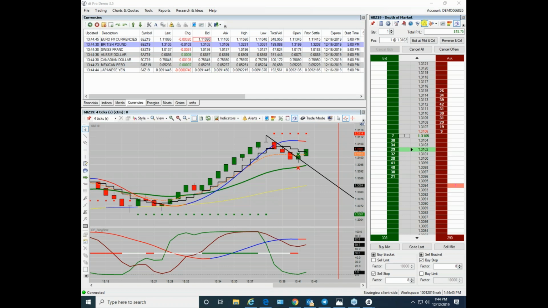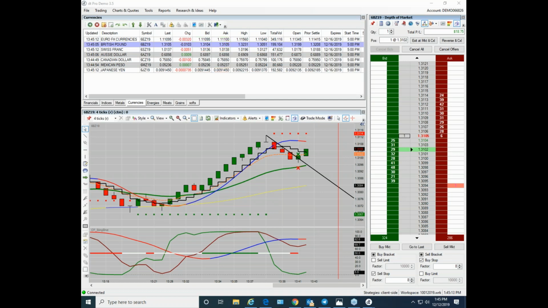All right, rules of engagement. Here's our entry, 131.02. If the market moves 4 ticks in our favor or closes on the other side of the MA1, we move the stop to break even. Okay, what is break even? We will move the stop to our entry, which is 131.02. Okay, that's the game plan.